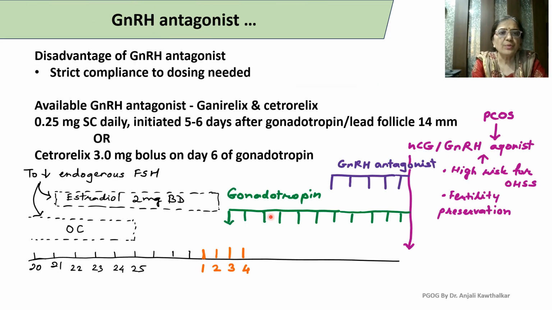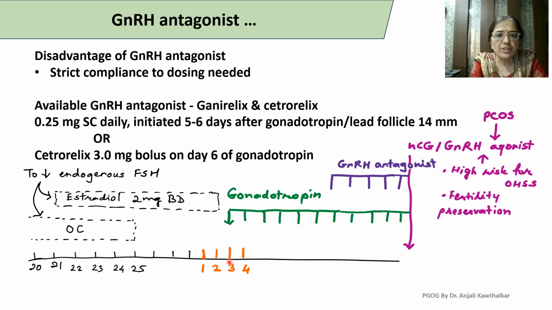Now, the disadvantage of using this GnRH antagonist is that strict compliance is needed for dosing. Ganirelix and cetrorelix are the preparations which are available. Given as 0.25 milligrams subcutaneously daily, initiated 5 to 6 days after gonadotropin initiation or when the lead follicle is 14 millimeter in size. Or even we can give cetrorelix as a bolus 3 milligram on day 6 of gonadotropin administration.